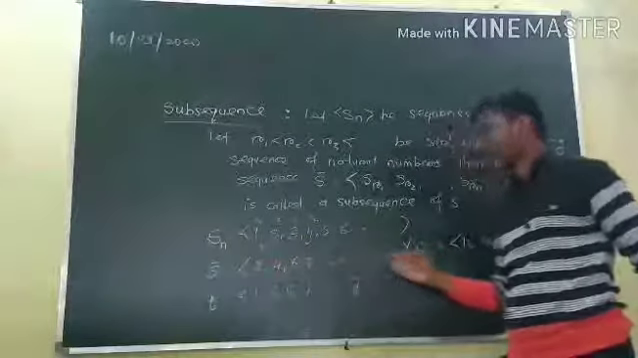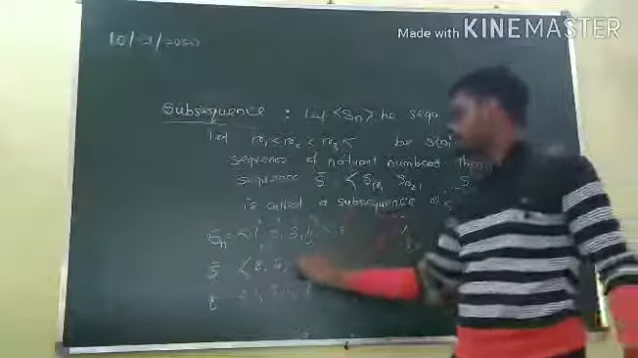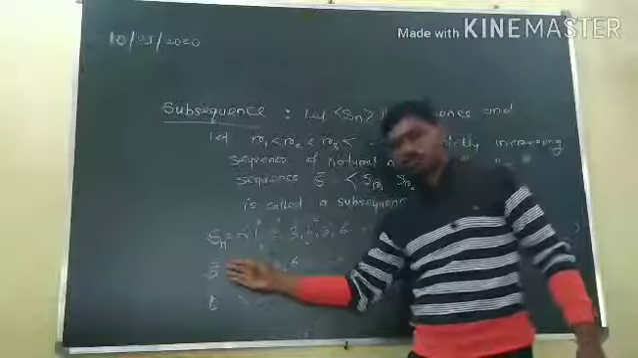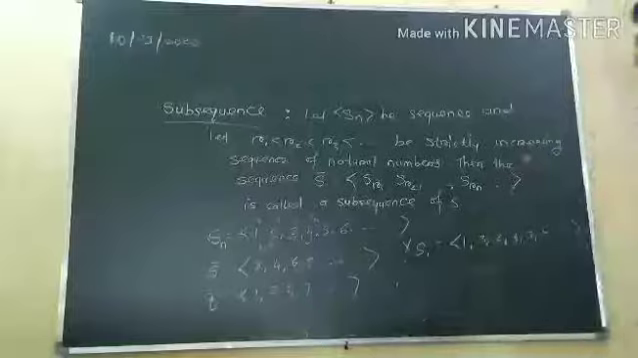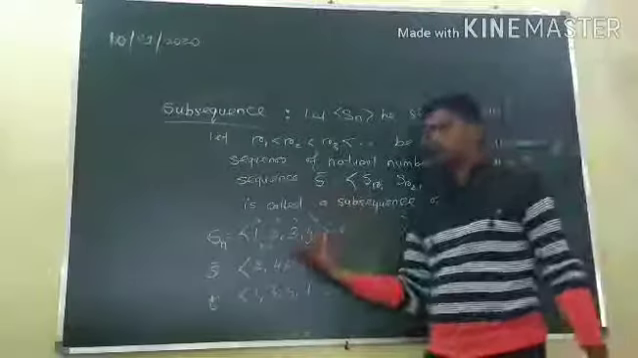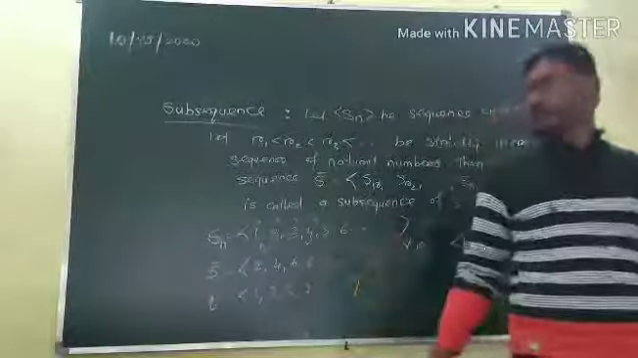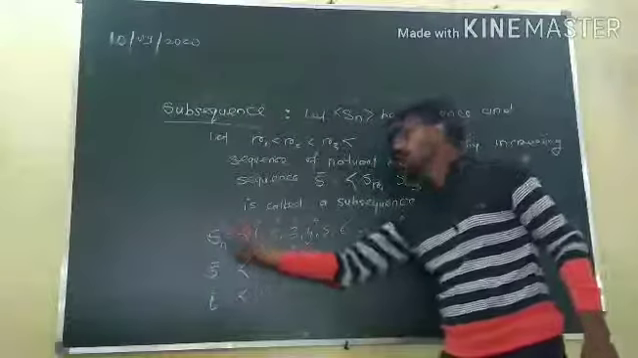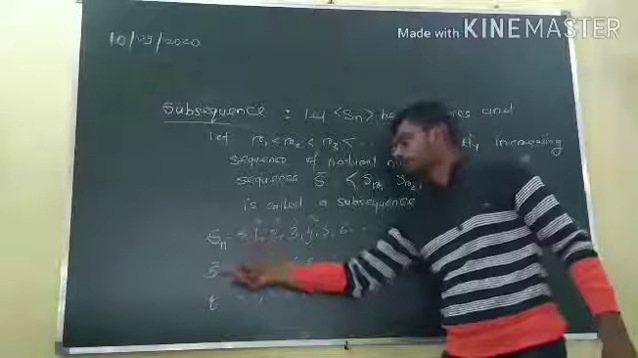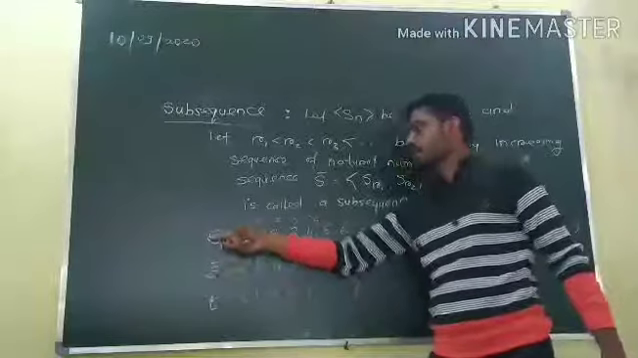If you write 4 before 2, then the order is disturbed. Then S bar does not become a subsequence. Okay. This is the concept of subsequence. And this S bar is also a sequence, a continuation of it. So we say this S bar is a subsequence of this sequence.